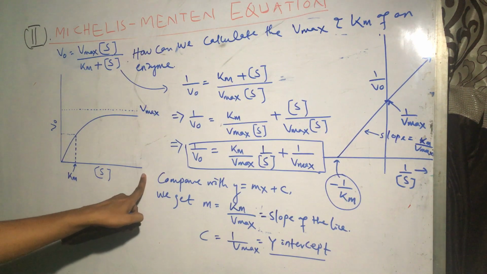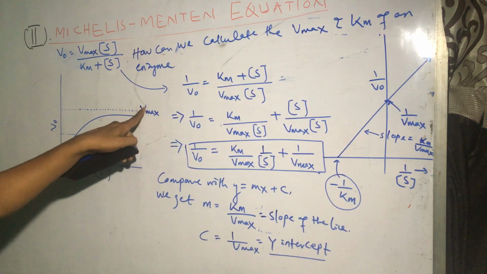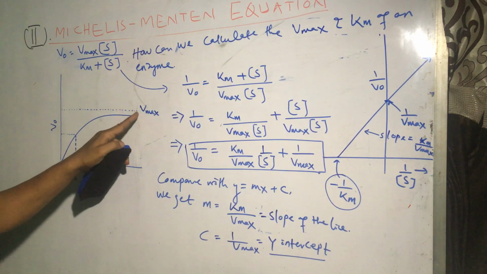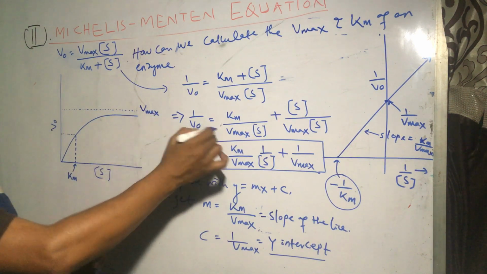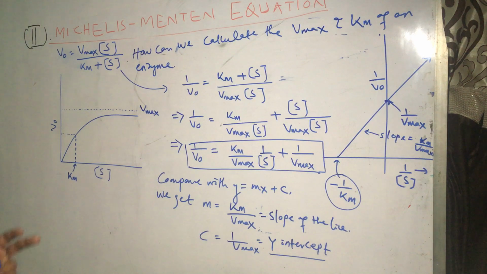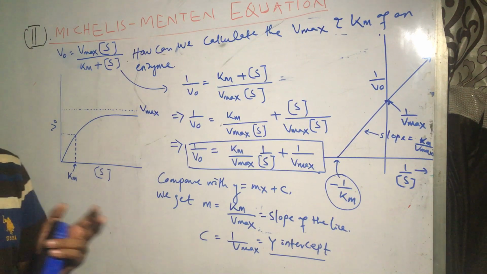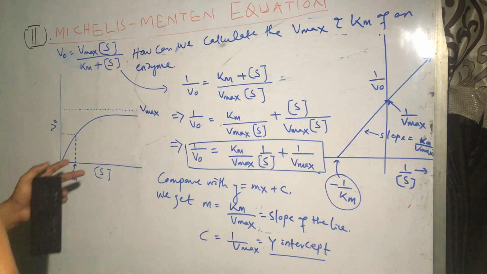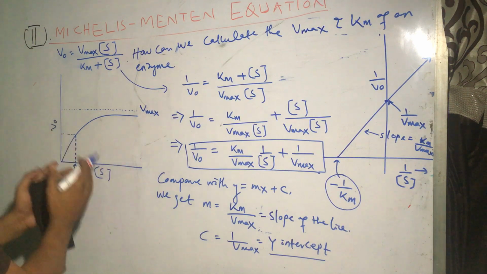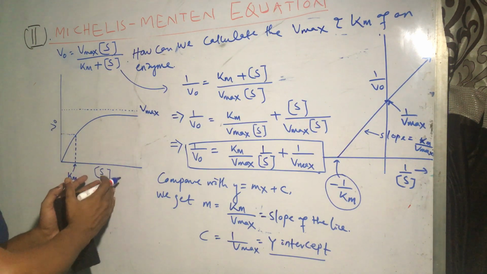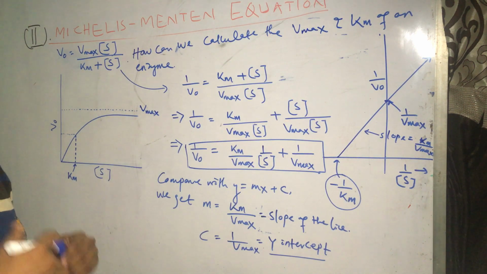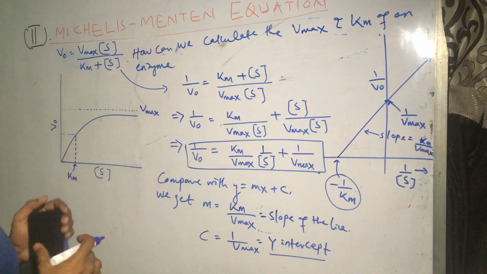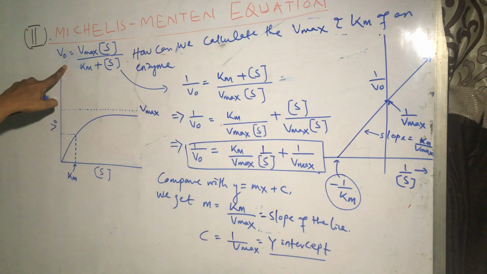we don't know at what concentration of S it will attain the Vmax, because by the equation Vmax is attained at an infinite concentration of S. So one scientist or researcher working in the laboratory cannot increase the concentration of a substrate to infinite concentration in order to get Vmax. So there is another way to calculate the Vmax from the Michaelis-Menten equation.